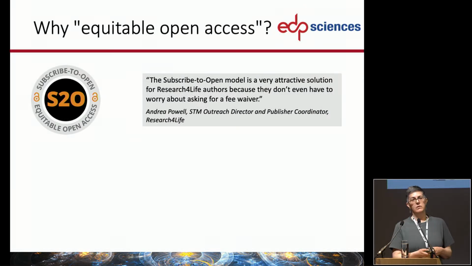So we promote subscribe to open as being an equitable open access model, particularly in terms of authors. Authors are always able to publish in the journal. They are not constrained by their finances, the finances of their departments and so on, or even administrative efforts to ask for a waiver, for example, for the poorest authors from the poorest countries. So why equitable? This is in terms of authors. There are no barriers to publishing in a journal under subscribe to open.